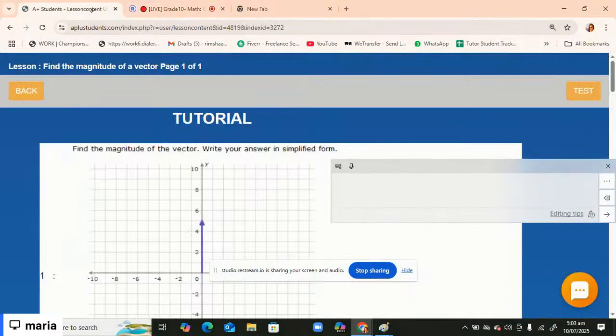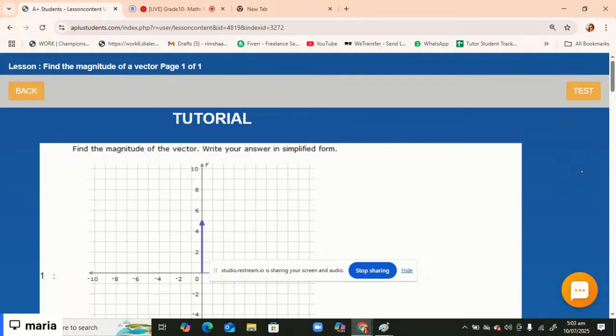So let's get started with vectors. Find the magnitude of the vector. Write your answer in the simplest form.